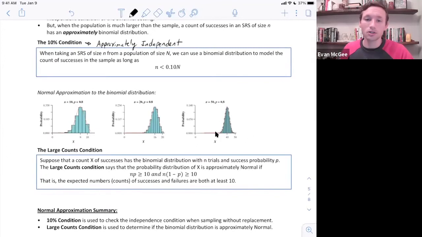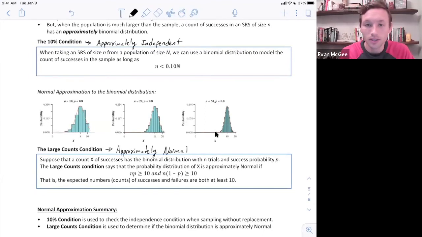So we have this condition called the large counts condition that is used to check and see if we can approximate that the distribution is normal. The way we can check and see if the normal condition is met, all we have to do is calculate the number of trials or the sample size times the probability of a success. And if there are greater than or equal to 10 successes and there are greater than or equal to 10 failures, because this would be a number of trials times the probability of a failure, then it's okay to assume that the binomial distribution is approximately normal.